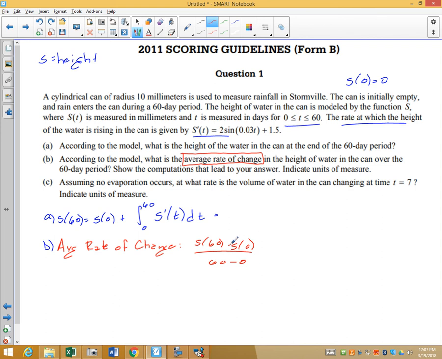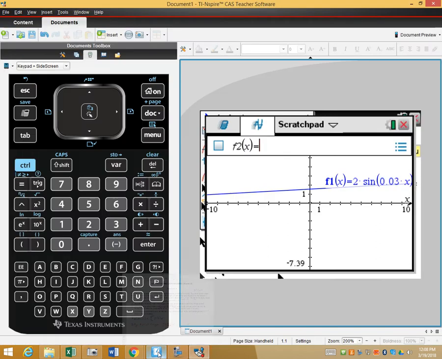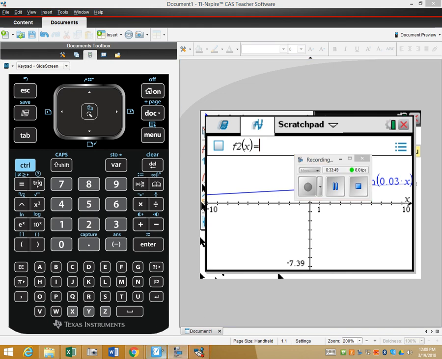Do we have s of 60 and s of 0? Yeah, because s of 0 was 0. S of 60 is our answer to part A, which I guess I'll do that now. 171.813? That's a lot of rain.